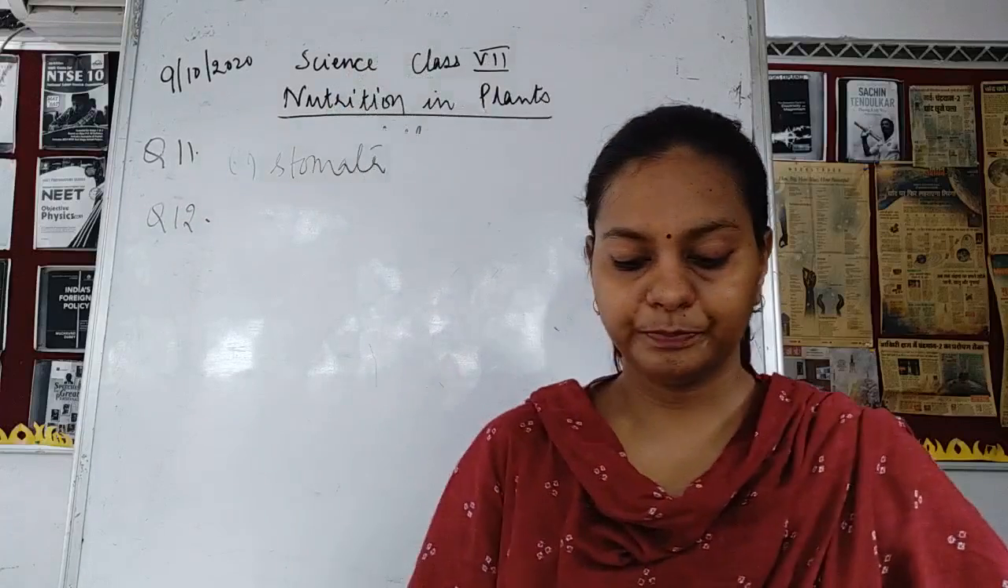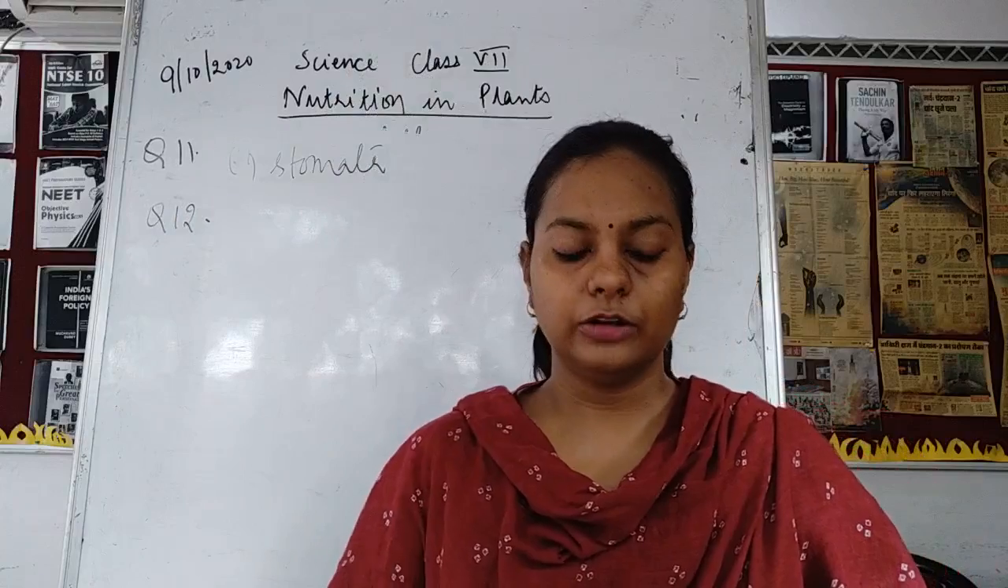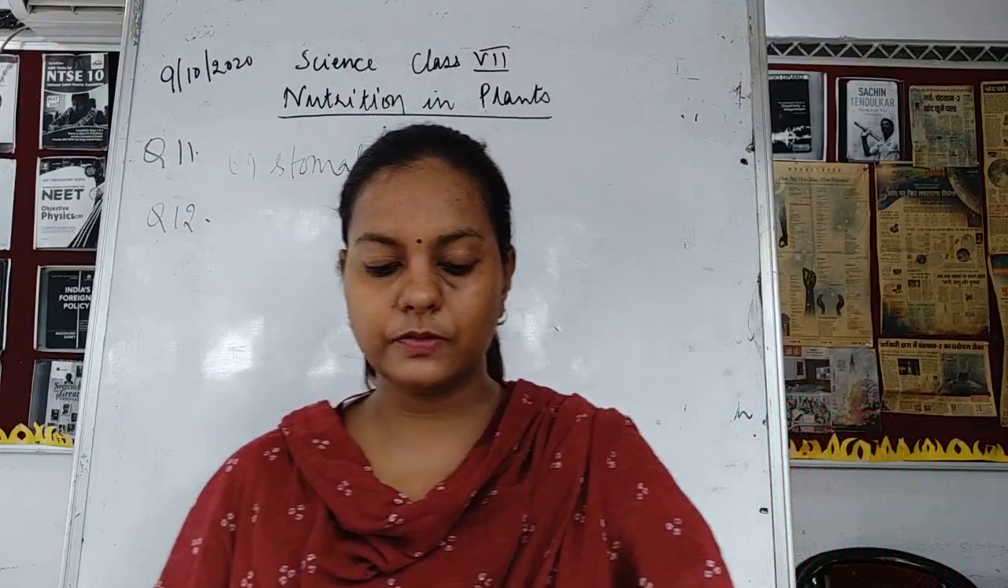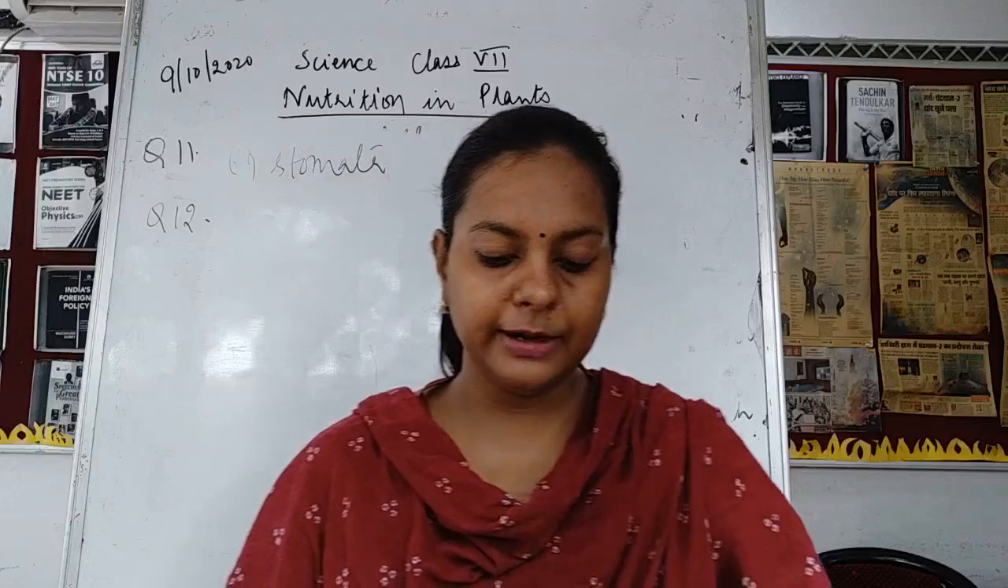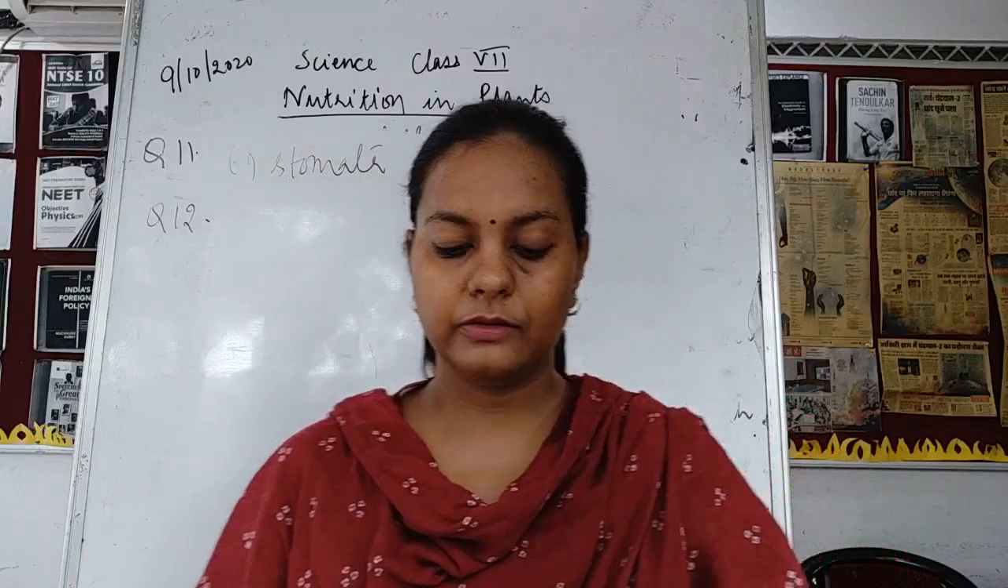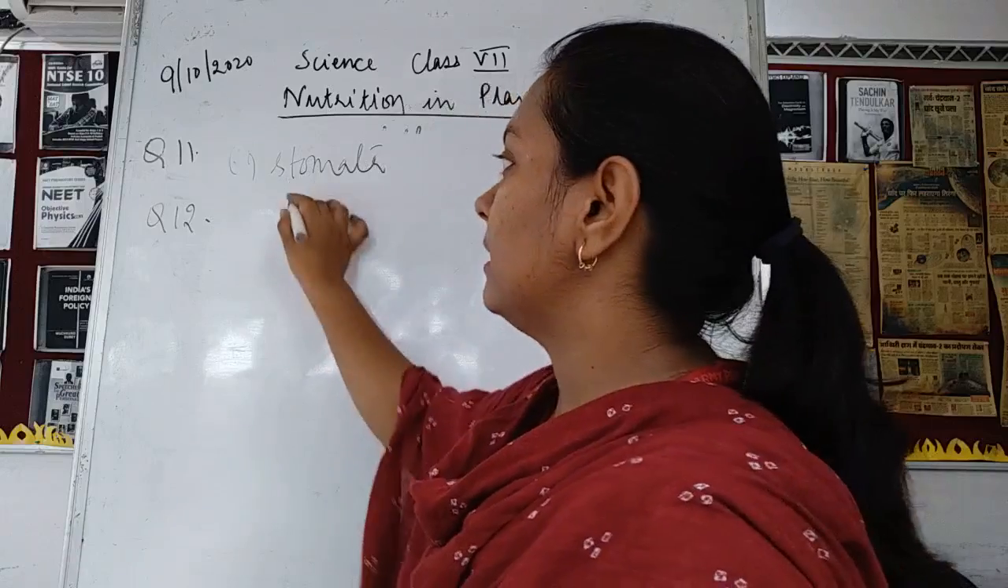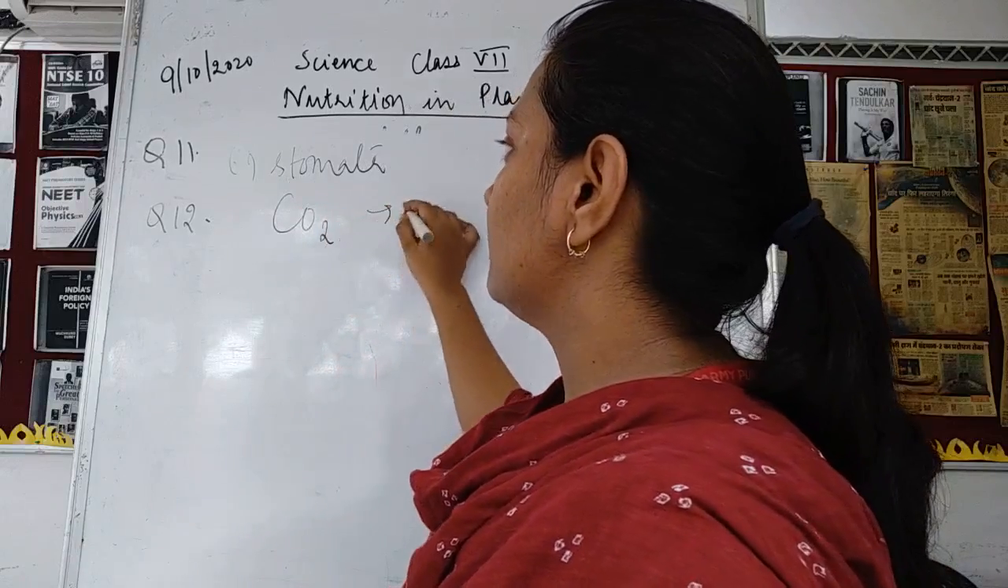Again it is to choose the correct option. Choose the correct option from the following. Plants take up carbon dioxide from the atmosphere mainly through their, from where is this carbon dioxide being taken up? So carbon dioxide is present in the atmosphere.